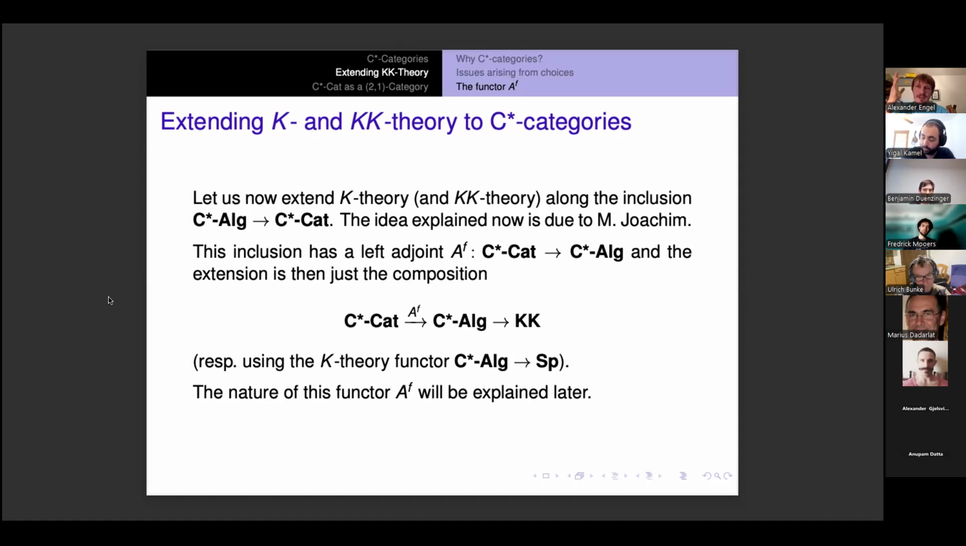So you have a C-star category, you apply this left adjoint to it, you end up with a C-star algebra, and then you can take the K-theory spectrum, for example, of the C-star algebra. Or you can compose further to the KK category if you want to do KK theory. That's the whole idea. You just apply this left adjoint. Of course, this left adjoint has a concrete formula. I will explain later in this talk how this left adjoint AF concretely looks.